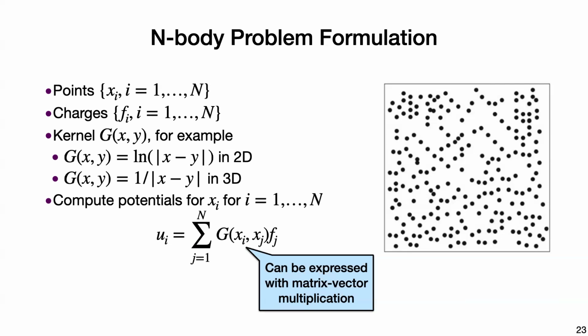You can express this as a matrix vector product, because the number of possible pairs of i and j is n squared, since you have n points. And f of j, there's one for every point, so you can think of it as a vector. So you would be able to compute this vector of u of i's directly with a matrix vector product. But again, matrix vector product is n squared, and we want to do better than that.